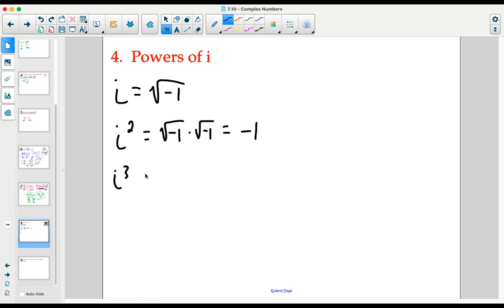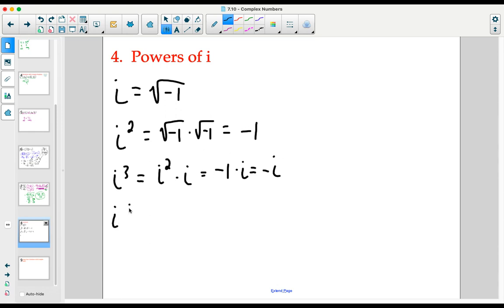i to the third, well, we could write out 3 square root of negative 1's, or we know that i to the third is just i squared times i. We know that i squared is -1. We know that i is i, and we get -i.